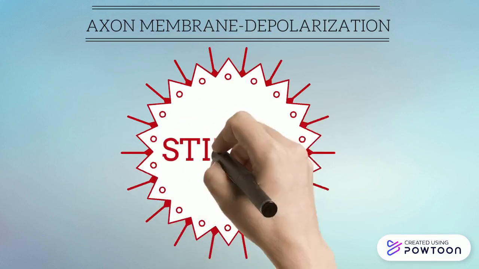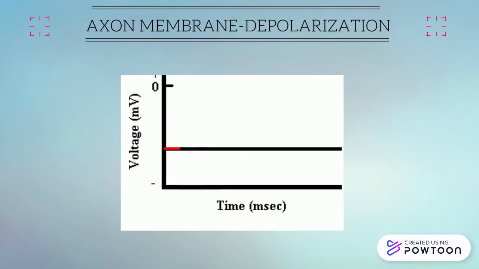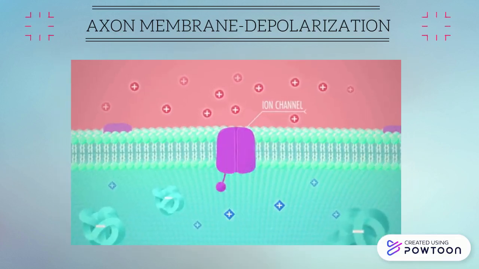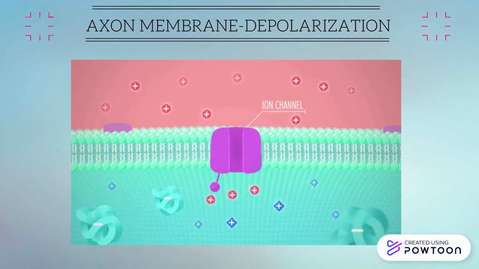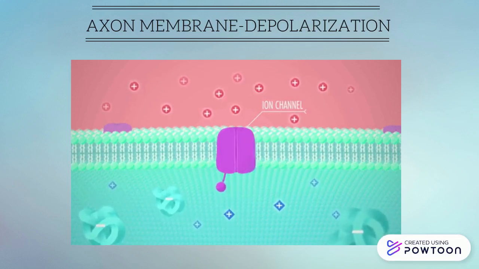In the axon, after receiving a stimulus and the membrane potential reaching around -40 millivolts, sodium-gated channels open, allowing sodium ions to pass through the membrane from the outside to the inside of the cell, causing the depolarization of the membrane.